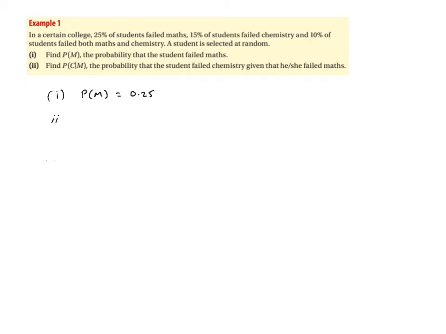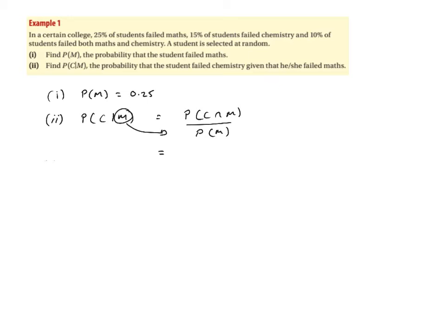Okay, the second part says find the probability of C given M, the probability the student failed chemistry given that he or she failed maths. So we already know that they failed maths, guys, which is important. So this is equal to the probability of the intersection. And as I said in the last slide, all we do then is we bring this second one down, and that's the one that goes on the bottom, and just stick the numbers in.